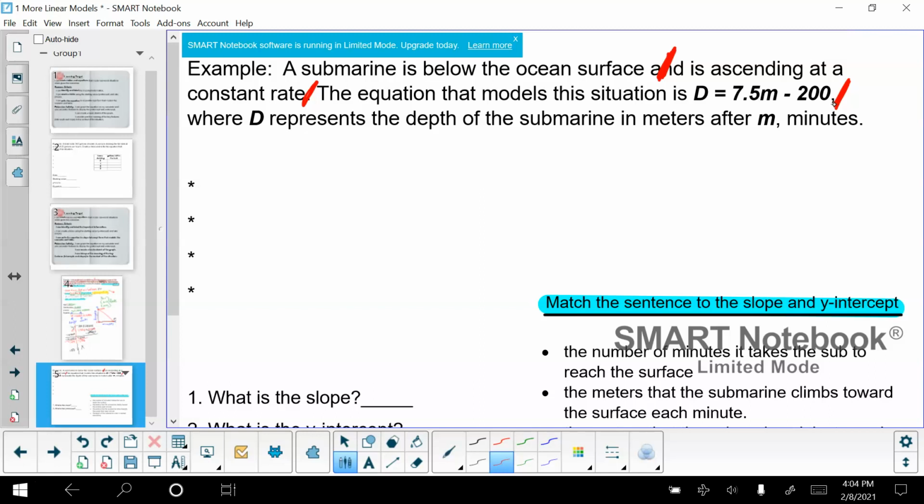So now I'm going to read the first chunk. A submarine is below the surface of the ocean. Okay, good to know, sets the scene. It's good background information, but there's nothing really mathematically important there. So I'm going to go ahead and mark through it.